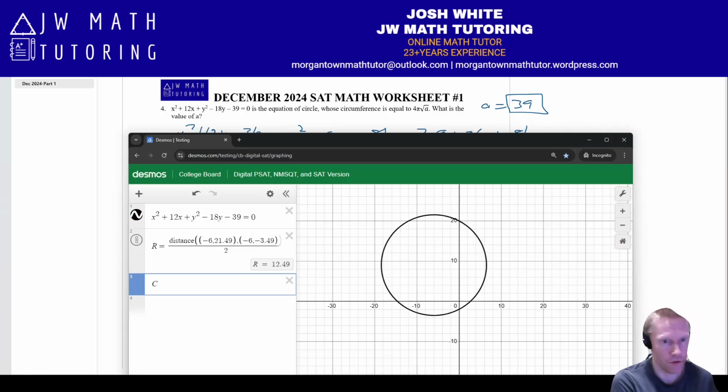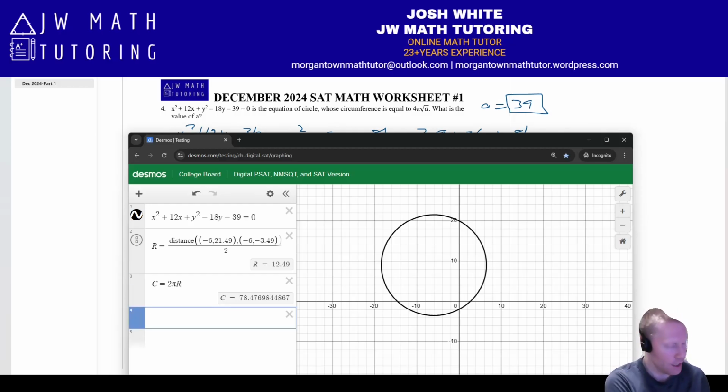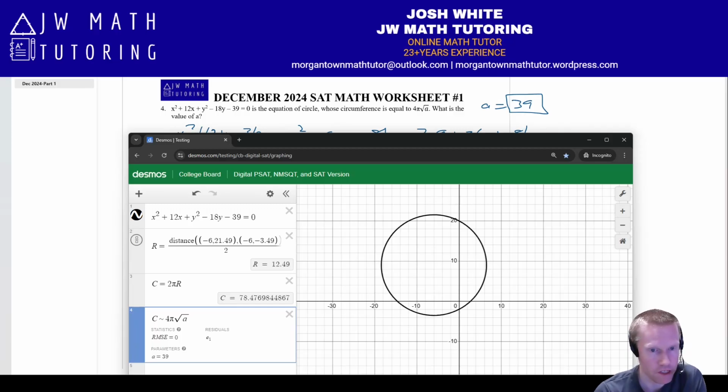Okay, so next I'm going to say the circumference of the circle is equal to 2 pi times r. So that is the circumference of the circle. Now, I also know that that value is equal to 4 pi square root A. So I just set up a basic little regression statement here, and I said, okay, take this exact value right here. Because I'm defining R and C using these capital letters, that carries along the exact value. So there's no rounding or no issues with that. So you get exactly 39.